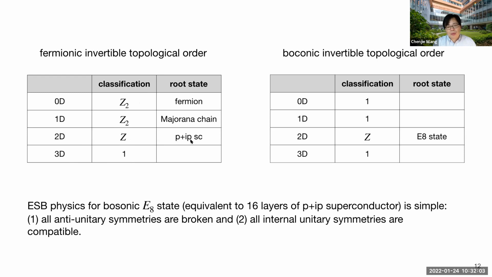So the p+ip superconductor is chiral, right? It's chiral. And even without any symmetry, this chiral edge mode cannot be destroyed. So it's actually a topological order in this sense, but it does not support anyons. Now in 1D, that's the Kitaev Majorana chain.